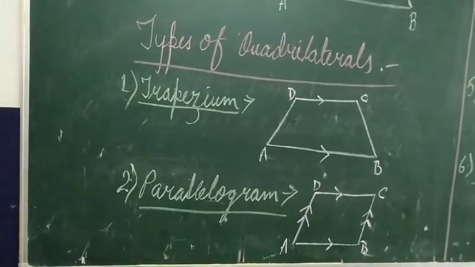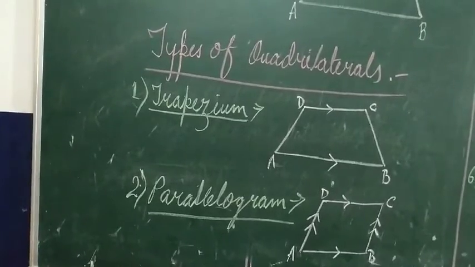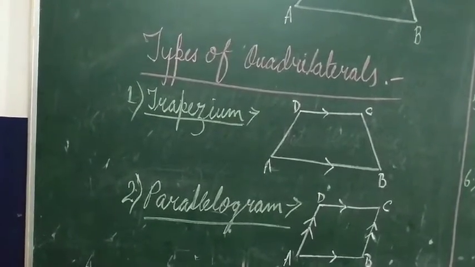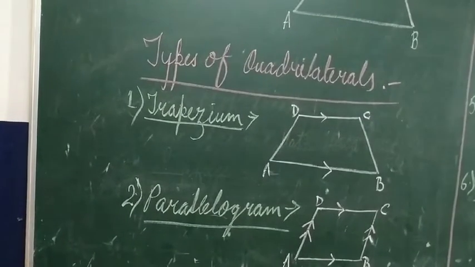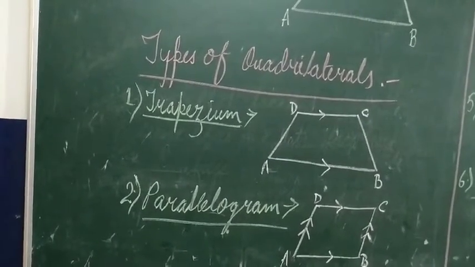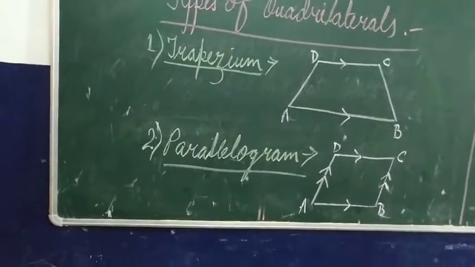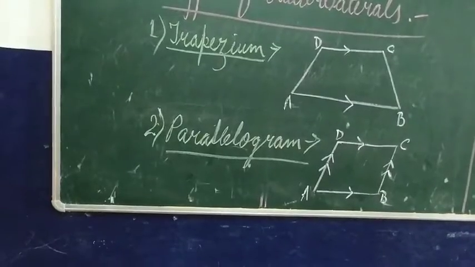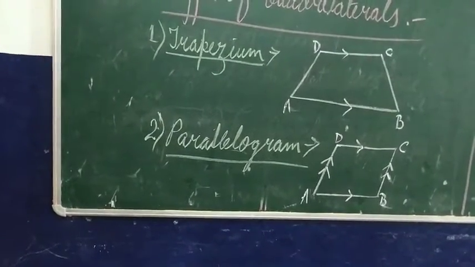मतलब trapezium एक ऐसा quadrilateral है जिसमें सिर्फ और सिर्फ एक पेयर ऑफ साइड्स पैरेलल होता है. AB पैरेलल है CD का. Now come to the next type of quadrilateral, parallelogram. Parallelogram: a quadrilateral in which both pairs of opposite sides are parallel is called the parallelogram.